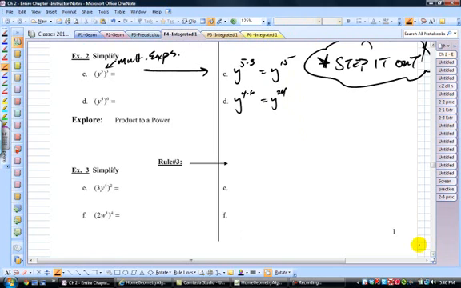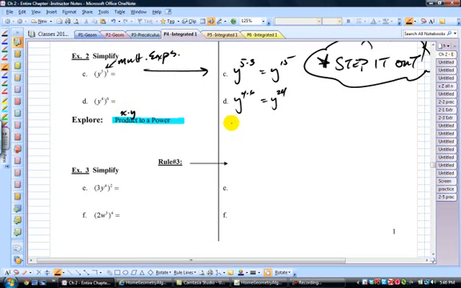Okay, the next one here we have what's called a product to a power. That's our next thing we need to explore. And a product looks like this. It looks like x times y, something times something else. So let's take a product like this, multiply two things together, and raise it to a power.